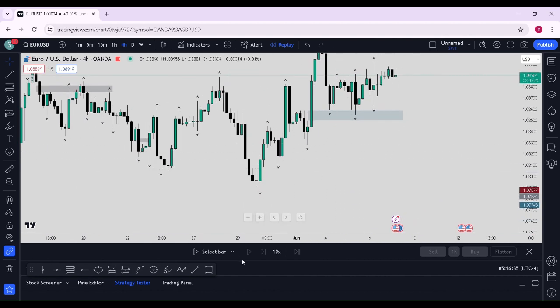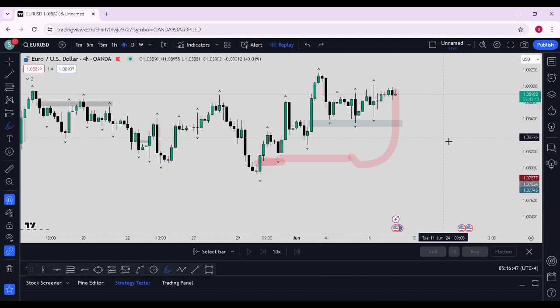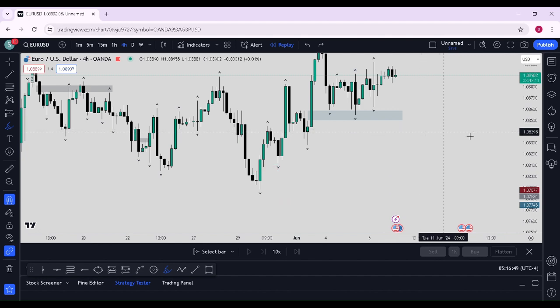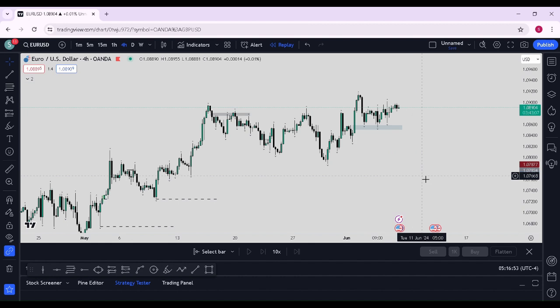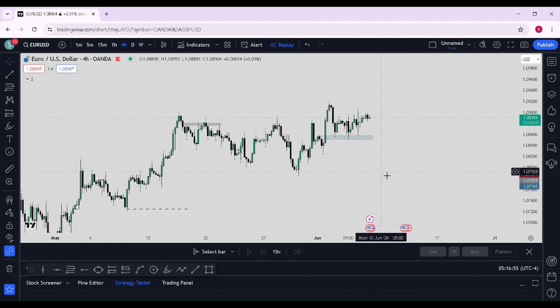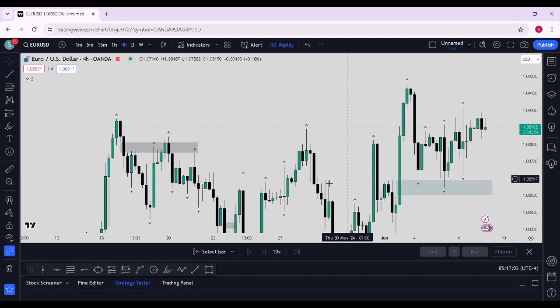So let me show you another example. Here we see a fair value gap with a low. So I expect price to sweep that low into the fair value gap and just expand. If not expand going all the way up, it will expand enough to give me a trade on a lower time frame, like 5 minutes. Alright, let me show you another example.